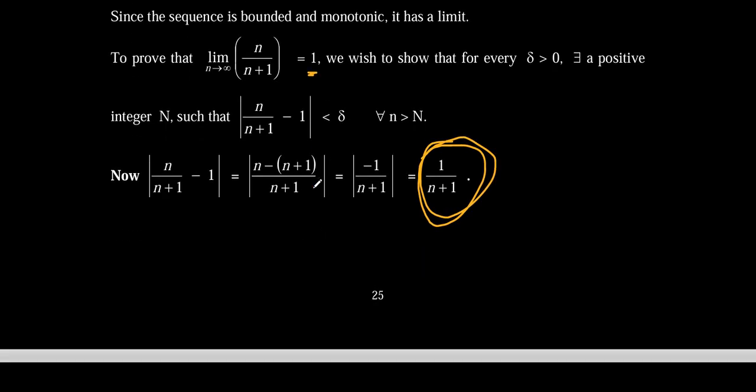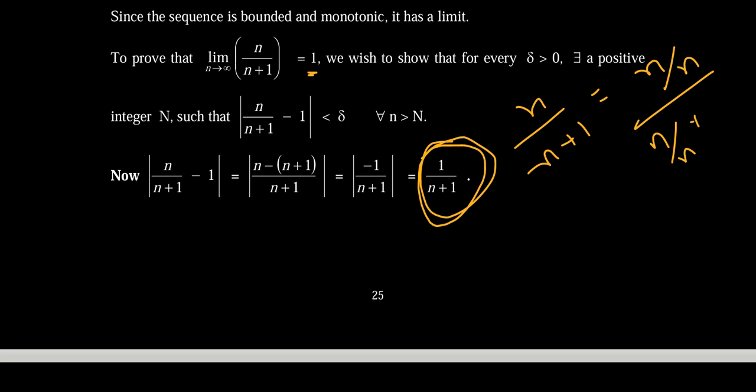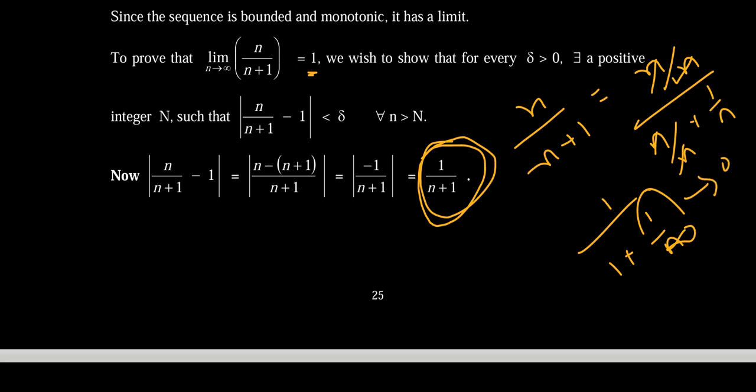There are other ways you could have proven it. One very simple way could have been, instead of writing n over n plus 1, you divide the numerator and denominator by n. Now n cancels n, so you get 1 over 1 plus 1 over n. Now we are saying that n approaches infinity. If you put infinity, this expression goes to 0. So the limit is 1 over 1 plus 0, which is 1.